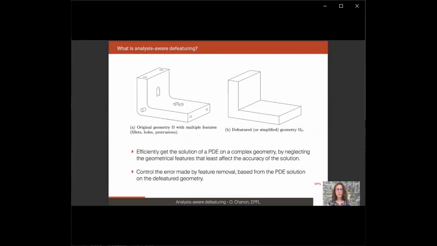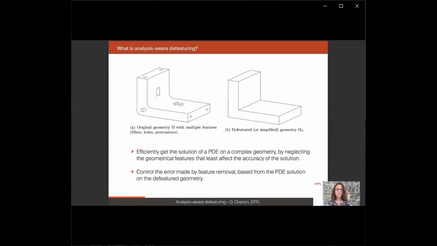Defeaturing consists in simplifying geometrical models by removing the geometrical features that are considered not relevant for a given simulation. In other words, given a PDE and some complex geometry, such as the one on the left, defeaturing consists in removing the features which do not alter the accuracy of the PDE solution. In the defeatured geometry on the right, many features have been removed, such as holes, protrusions, fillets, or roundings. By doing so, the computer aided design process is simplified, together with the meshing problem that is otherwise often unfeasible. And it enables faster simulations for engineering analysis problems.